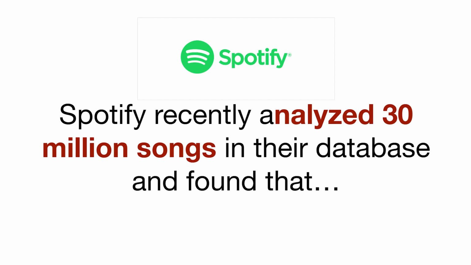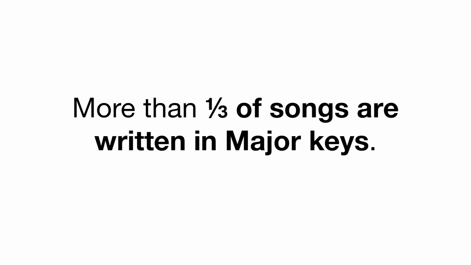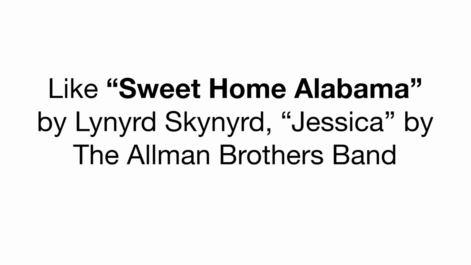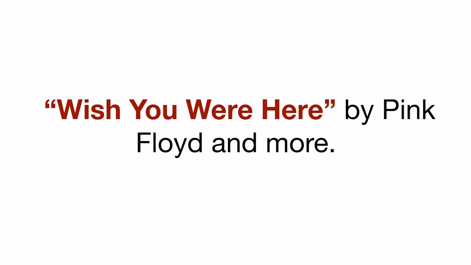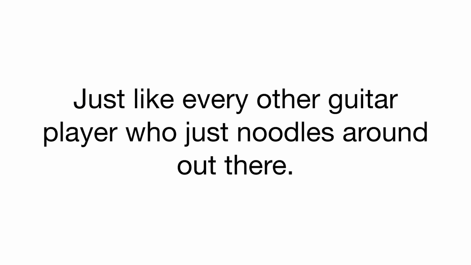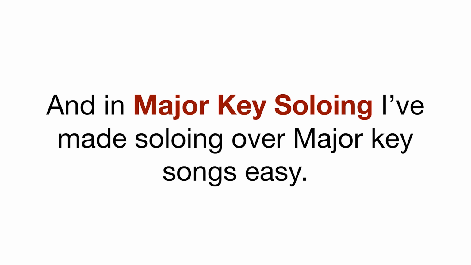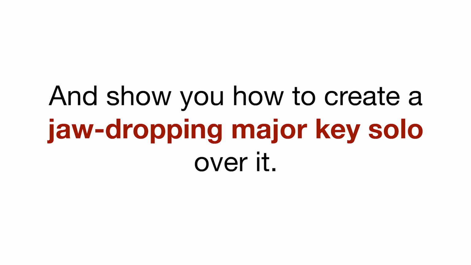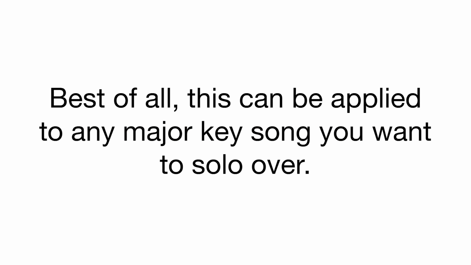Spotify recently analyzed 30 million songs in their database and found that more than half of the songs are written in major keys. That means you're missing out on soloing over thousands of popular songs like Sweet Home Alabama by Lynyrd Skynyrd, Jessica by the Allman Brothers Band, Wish You Were Here by Pink Floyd, and many, many more. Just like every other guitar player who just noodles around out there and doesn't put things together. I want more for you than that, and in Major Key Soloing, I've made soloing over major key songs easy. I'll take you by the hand using a hit song you'll instantly recognize and show you how to create a jaw-dropping major key solo over it. Best of all, this can be applied to any major key song you want to solo over.